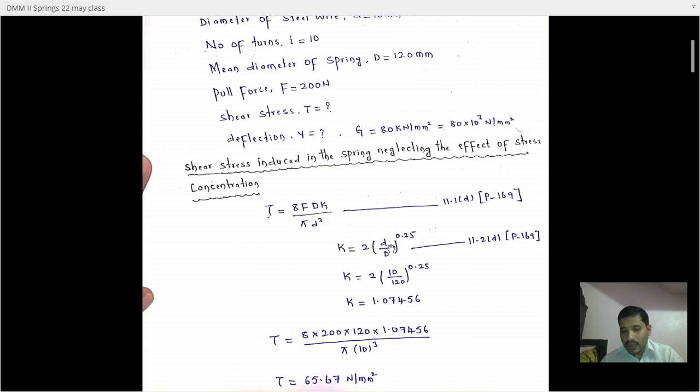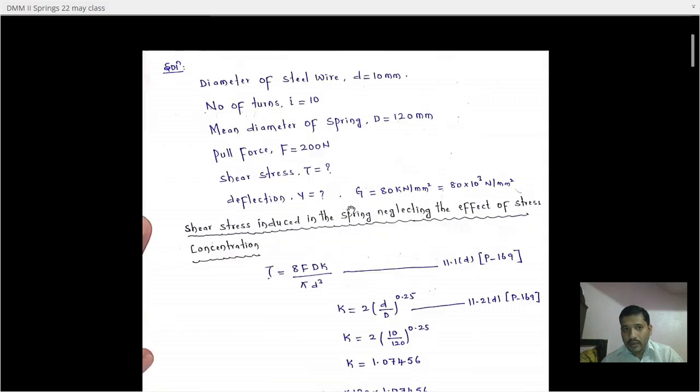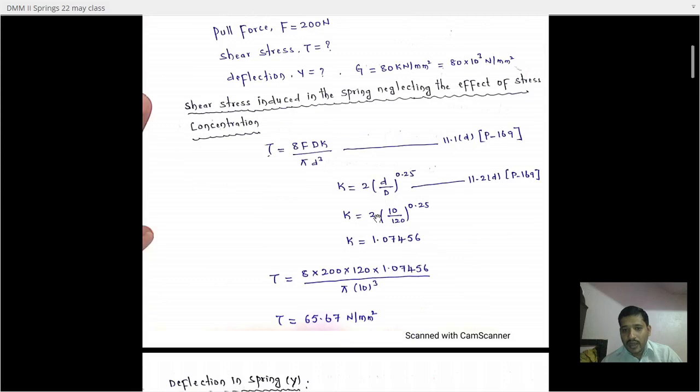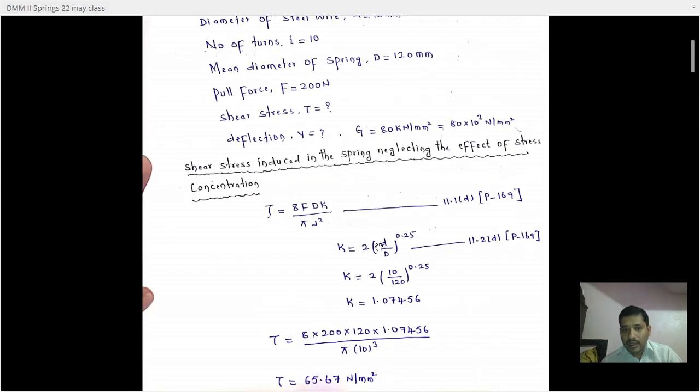So K is equal to 2 times small d by capital D to the power of 0.25. Small d, how much is given here? The diameter of the steel wire is already given, 10 mm. And capital D is the mean diameter of the spring, 120 mm, to the power of 0.25. If you calculate this with the help of a calculator, you will get the value of the stress concentration factor. After getting the value, you just need to substitute it in the maximum allowable shear stress formula.